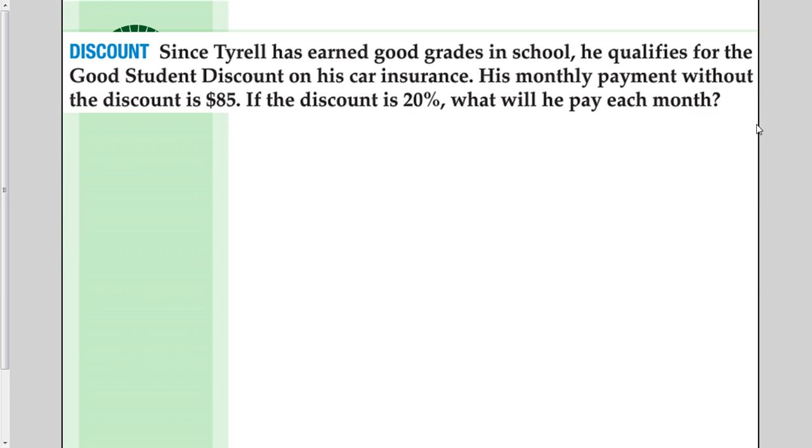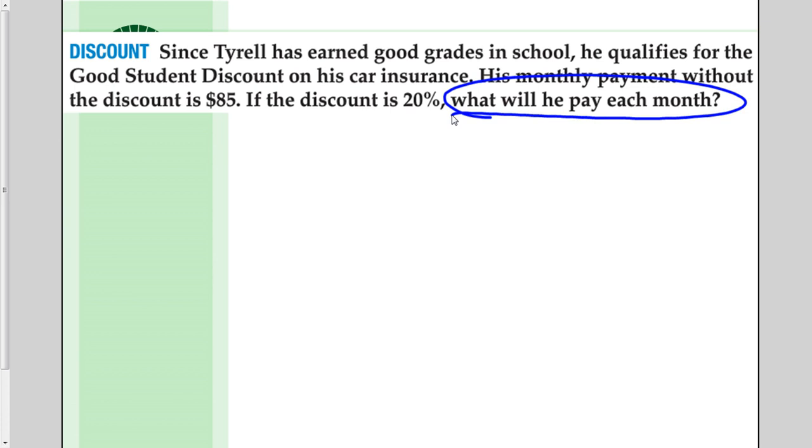Since Terrell earned good grades in school, he qualifies for the good student discount on his car insurance. His monthly payment without the discount is $85. If the discount is 20%, what will he pay each month? So we're looking for how much he'll pay each month.